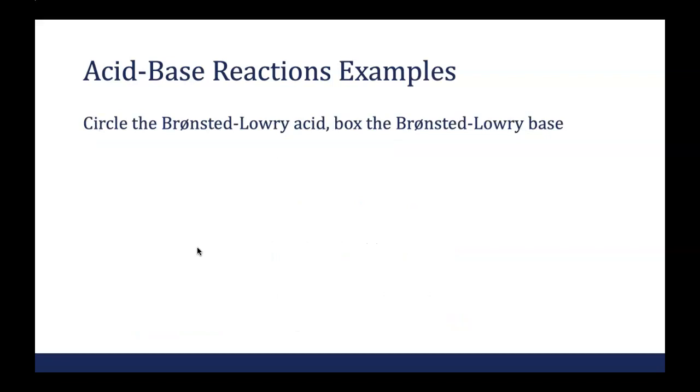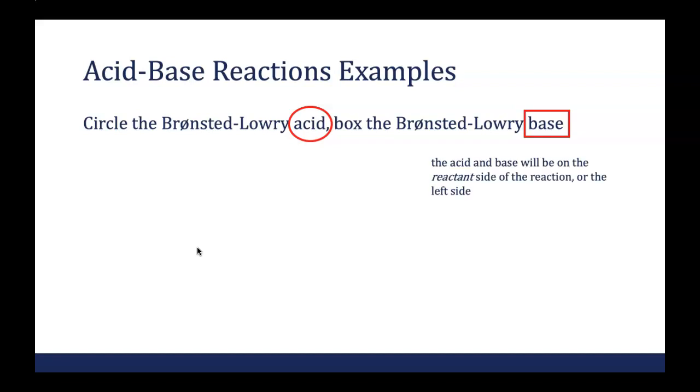All right, so let's look at a few examples, and this is where we're going to wrap up today. So here I'm going to show you some acid-base reactions, and I want you to circle the Bronsted-Lowry acid and box the Bronsted-Lowry base. So now remember, the Bronsted-Lowry acid is the proton donor, and the Bronsted-Lowry base is the proton acceptor. And here, when we look at the reactions, only look on the left side of the reaction, the reactant side, to classify. Don't worry about the products right now.